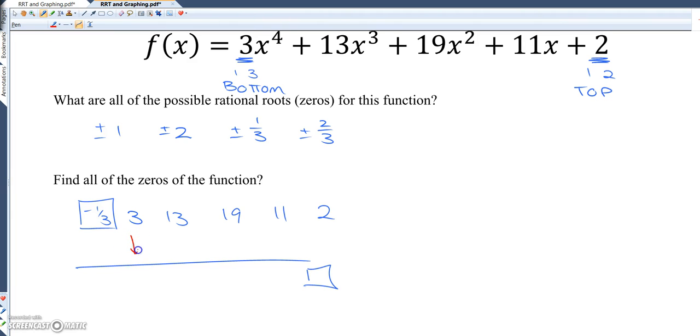Let the process begin. 3 times negative 1/3, minus 1.